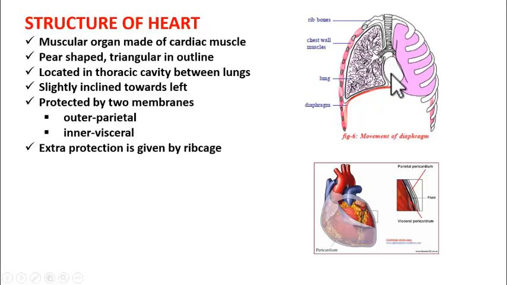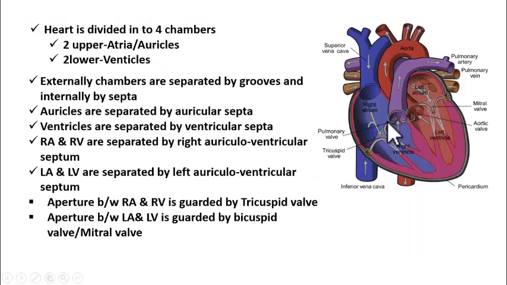So this is one level of protection. Next level of protection is given by ribs. Heart is highly protected, safely placed inside the chest cavity in between the lungs, protected by rib cage, which is formed by 12 pairs of ribs, right? Yes. So now let's move further.